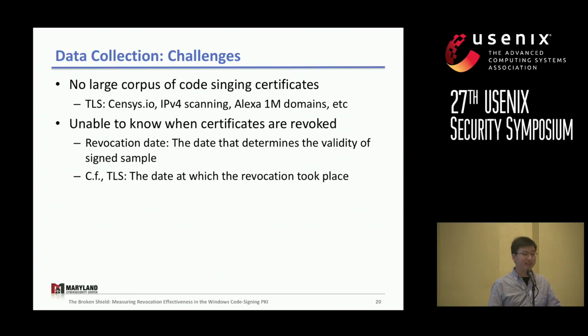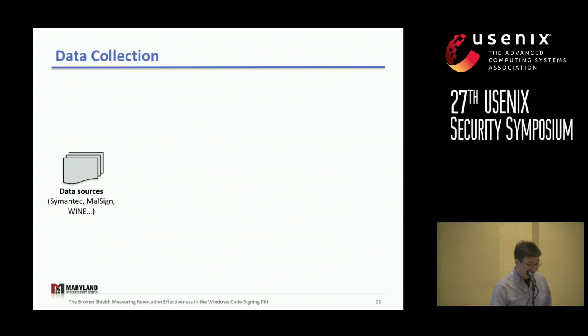In TLS, the CA specifies the revocation date in the revocation field in the CRL. However, the revocation field in the CRL can be interpreted differently. So in the code signing PKI, the revocation date is the date used to determine the validity of signed malware samples. So to overcome these challenges, we came up with this pipeline.